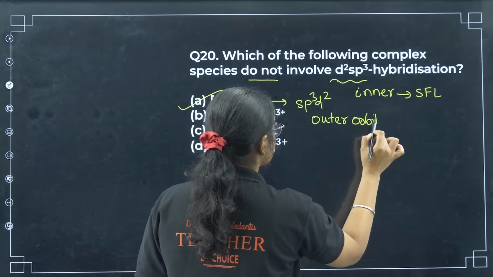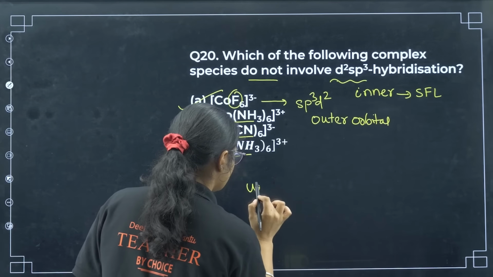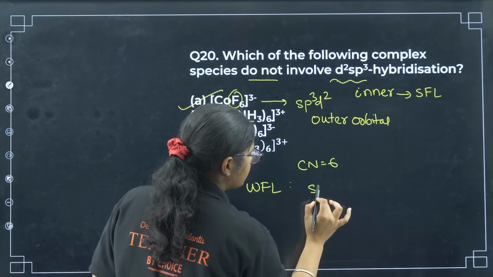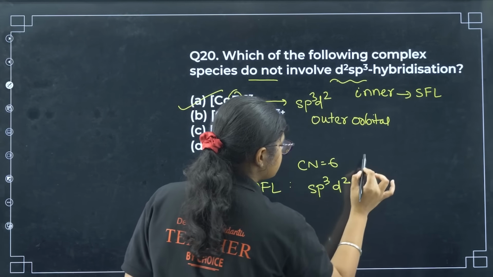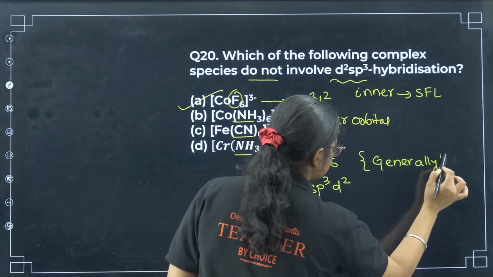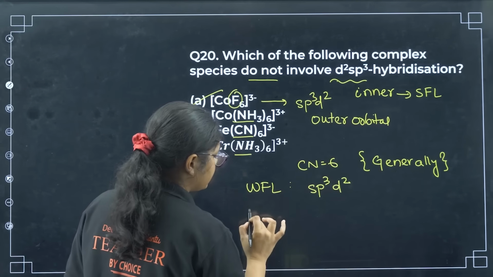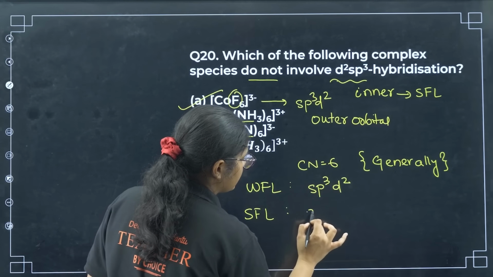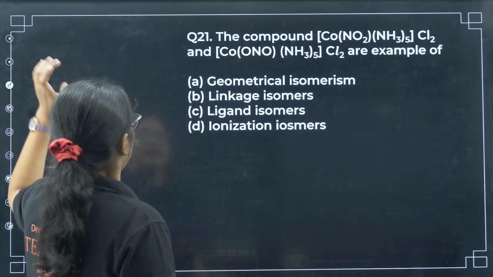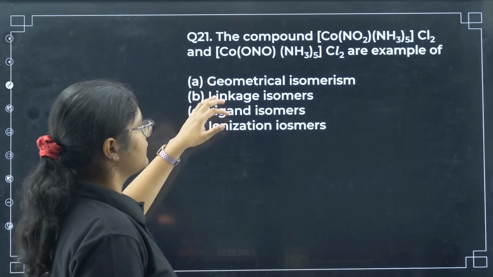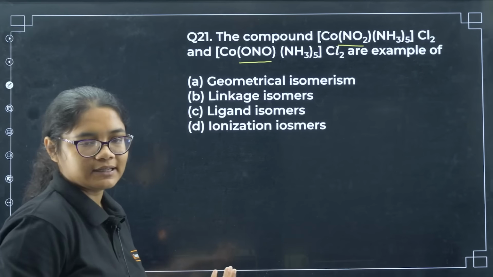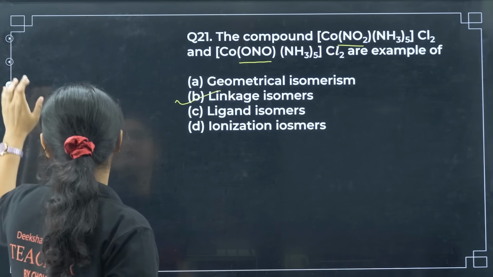Please remember, if I have weak field ligand, for coordination number 6, generally the hybridization is sp3d2. Please remember the word I am using here, generally. There may be some exceptions or some other conditions, but generally this is happening, and for strong field ligand you need d2sp3. Next, the compounds are given as an example: here NO2 is used, here ONO is used, ambidentate ligand, linkage isomers, option number B.